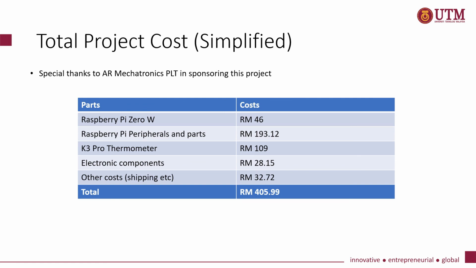As seen in the table, we spent the most on the Raspberry Pi and also the K3 thermometer. For the Raspberry Pi, other than the MCU unit itself, we also spent a lot on the peripherals and parts such as the SD card, Raspberry Pi screen, Raspberry camera, and so on.